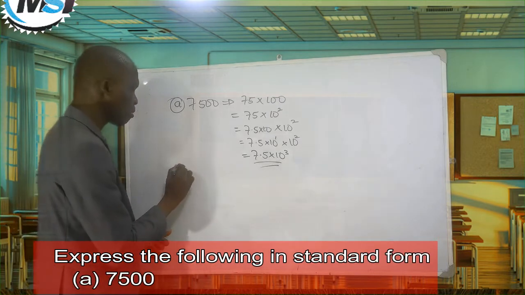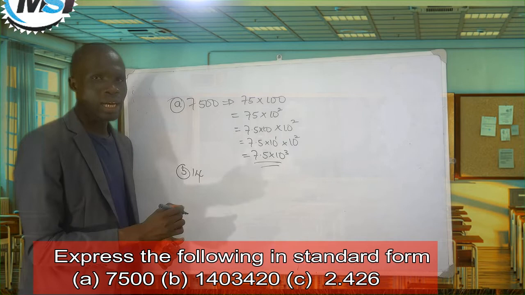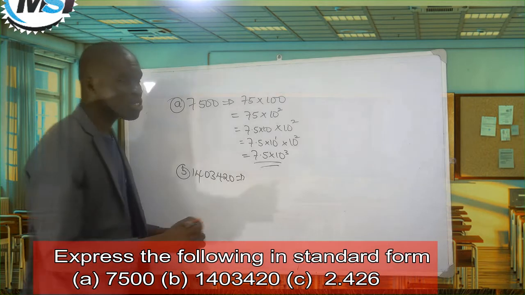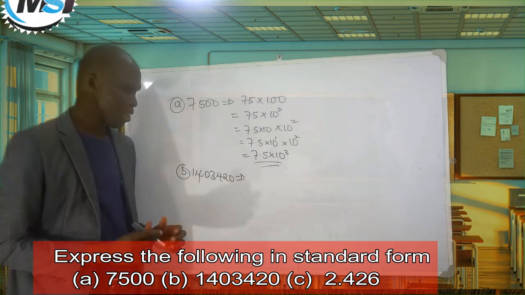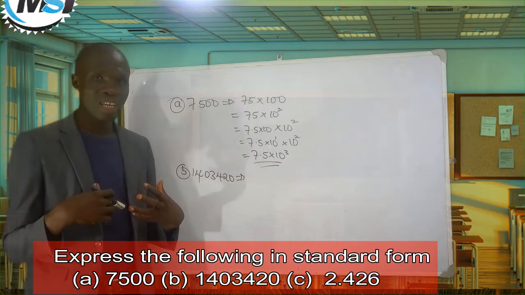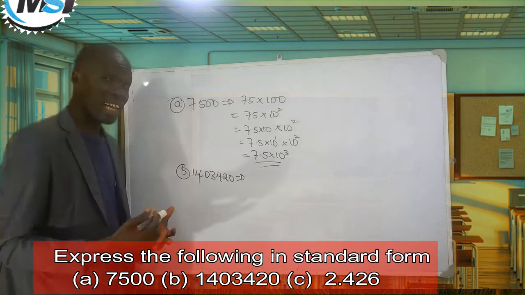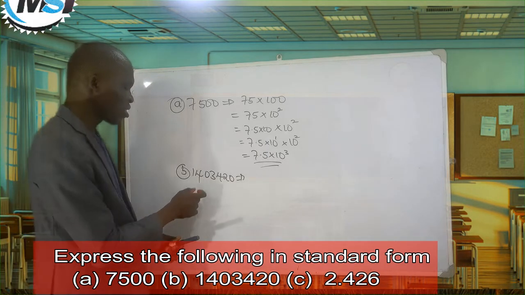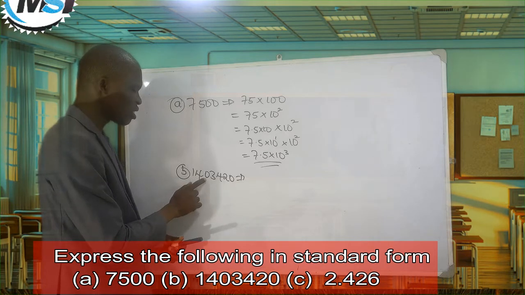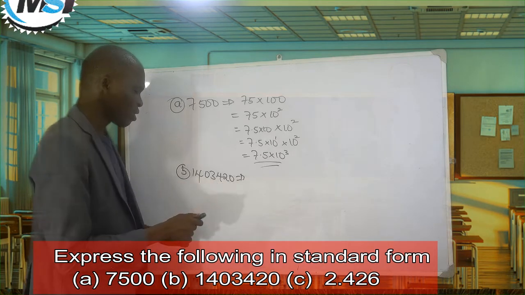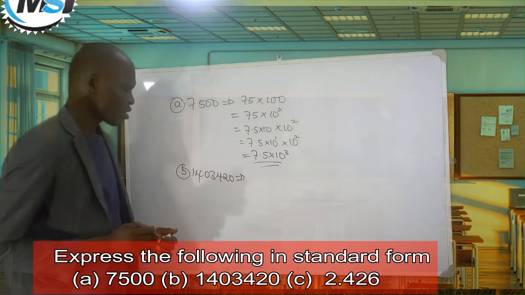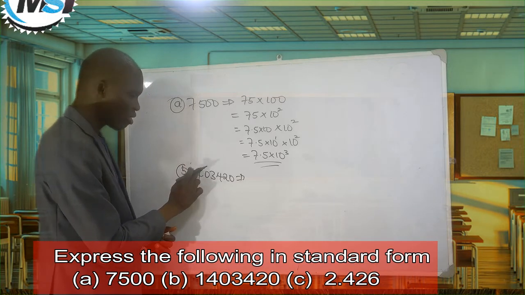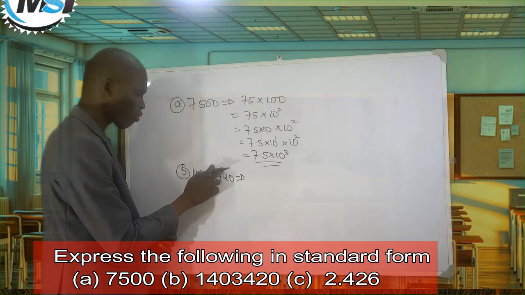The second question B is 1403420. Now, to solve this question, you need to understand something here, and I'm going to think in another way, just like as I said earlier. Now, thinking in another way, I can just tell you that 1403420, I'll put my point here. When I put my point here, I put 1 here. I started counting 0, 1, 2, 3, 4, 5, 6.